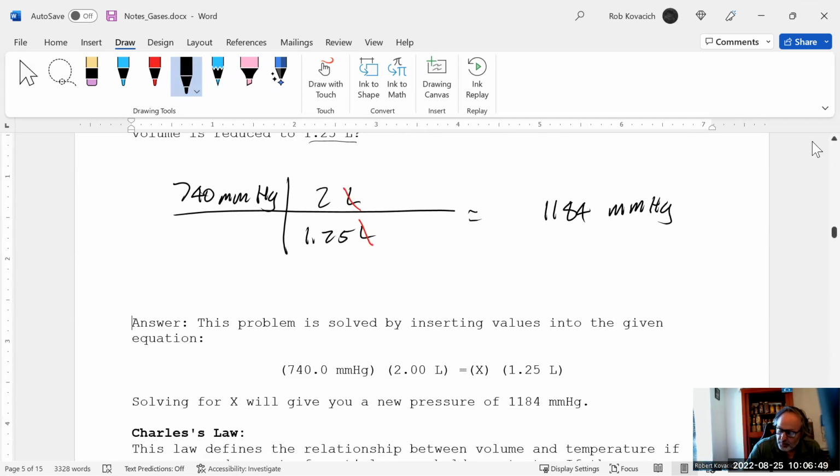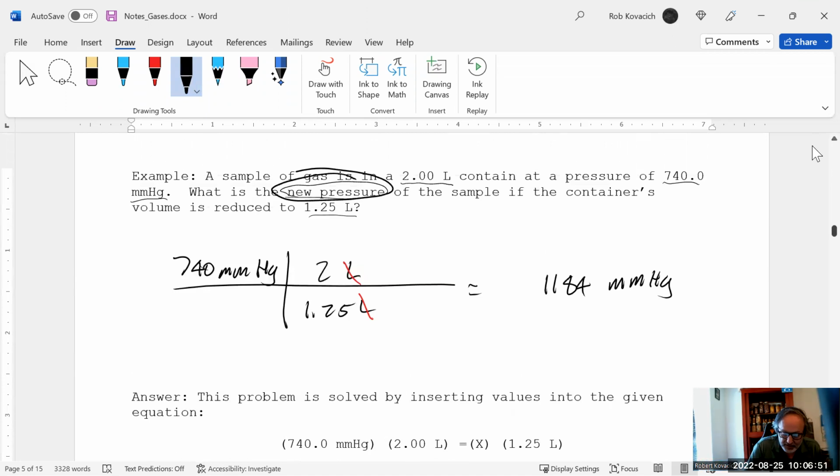1,184 millimeters of mercury. So if we were doing this with sig figs, we have 3 sig figs. So your answer would be 1180 millimeters of mercury. Okay, that's it for Boyle's law. Again, I don't memorize these equations. I think about what is happening to the gas, and I make my answer applicable to that. So I knew the container was going to get smaller, so the gas pressure was going to go up. So I got a bigger gas pressure number.